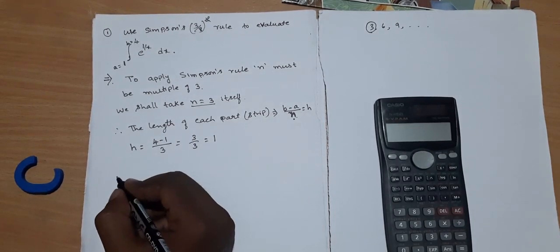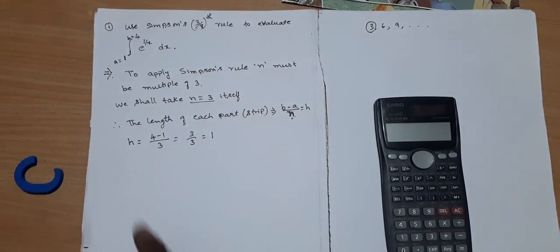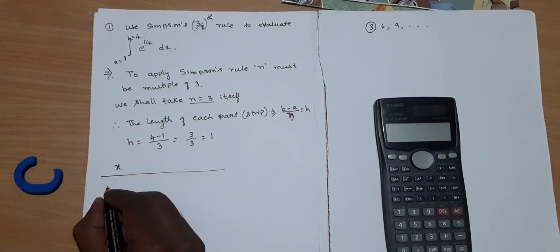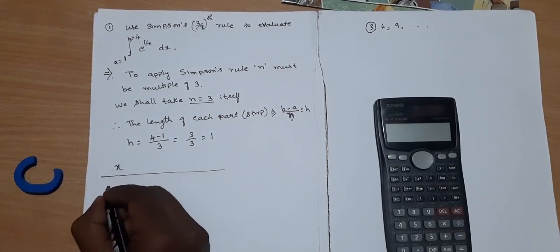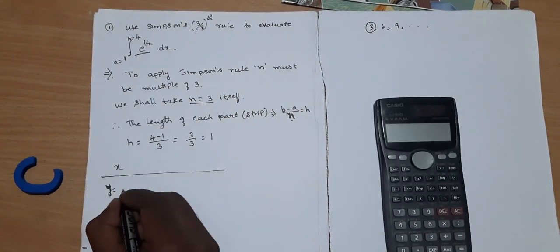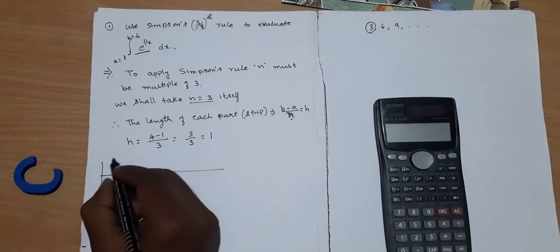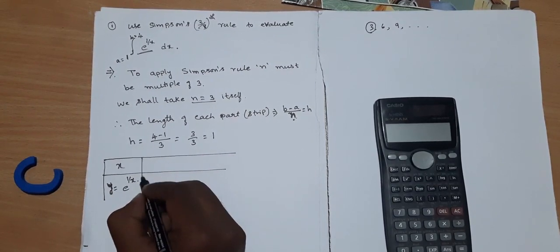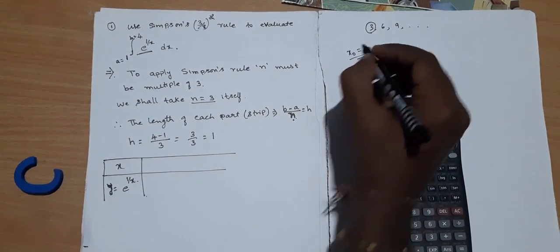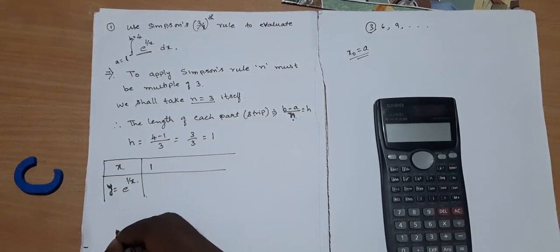Now you have to construct the table. x, y equals the function, which is e to the power of 1 by x. Now you have to find x0 equals a. What is the a value? It is 1. So x0 value is 1.